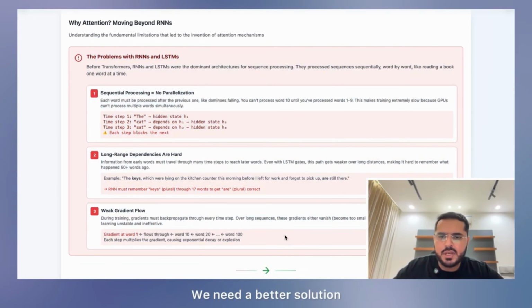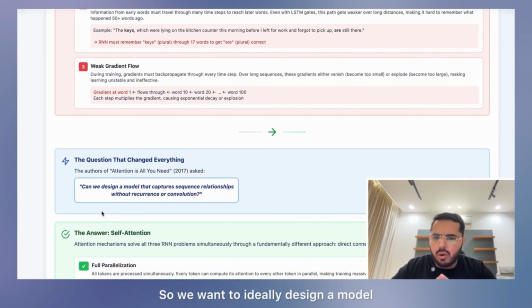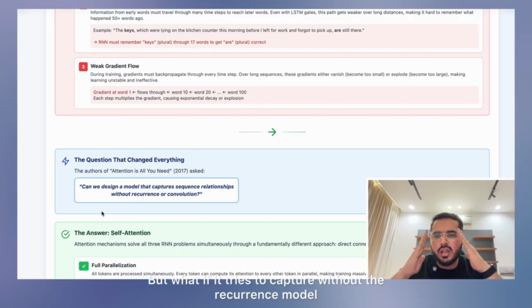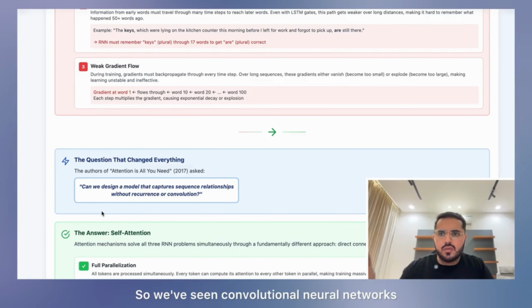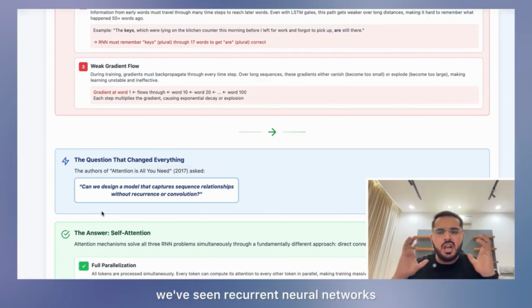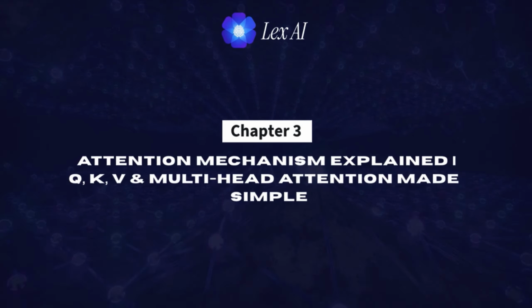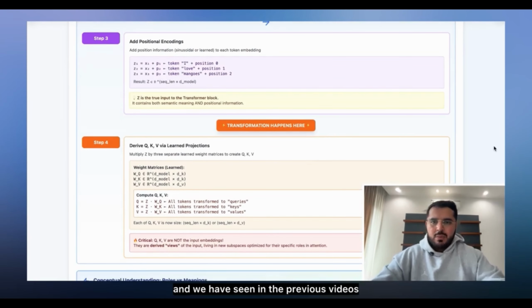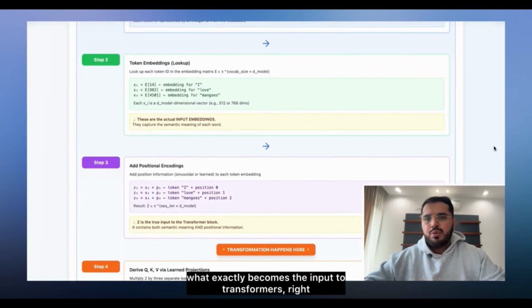That is why we need a better solution, which we might call attention, right? So we want to ideally design a model that captures all of these sequential relationships, but what if it tries to capture them without the recurrence relation, and without the convolution? We've seen convolutional neural networks, we've seen recurrent neural networks. What if we can do something different which solves all of these problems? I think we have been studying the idea of transformers, and we have seen in the previous videos what exactly becomes the input to transformers.